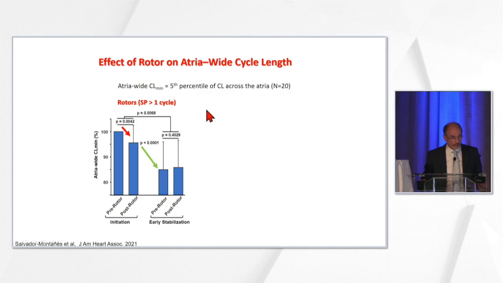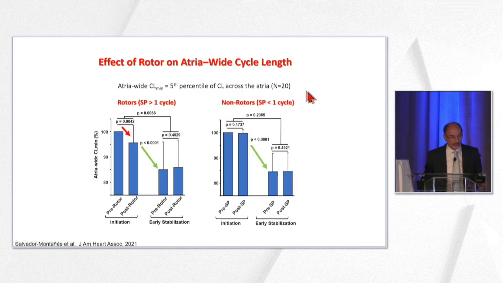The role of the rotors is accentuated, or demonstrated, by the fact that when we did the same analysis for a singularity point that did not form rotors, there was no effect before the singularity point or after the singularity point. So the cycle length did not change in the presence of singularity points that did not form rotors.